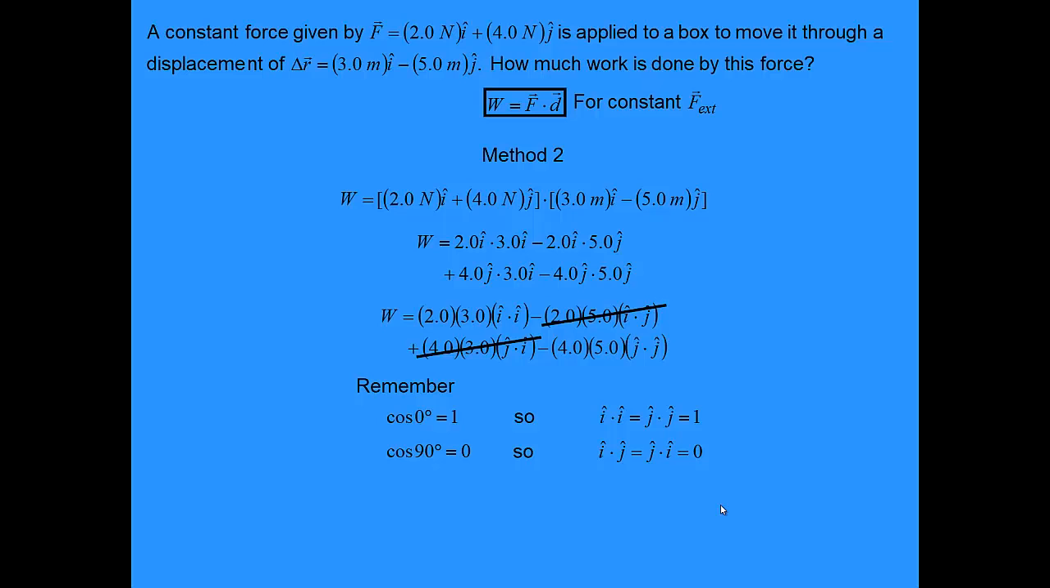So this leaves us with 2 times 3, because I dotted with I is 1, minus 4 times 5, because J dotted with J is 1, and Newton meters, I put in the units again. A Newton meter is, of course, a joule. So this is 6 joules minus 20 joules, or negative 14 joules, and you are done.